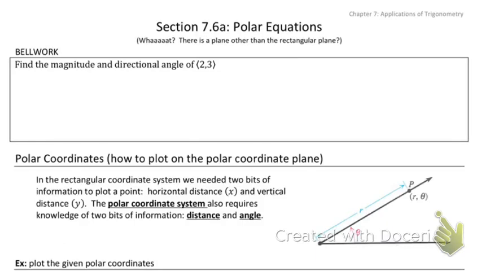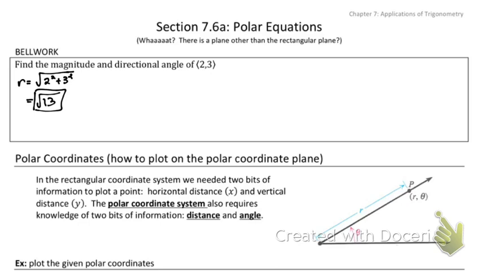Let's find the magnitude first. Magnitude is r equals our components squared and added. So r equals the square root of 2 squared plus 3 squared. So that's going to equal 4 plus 9, which is the square root of 13. All right, that is our magnitude. Done with that. Directional angle.